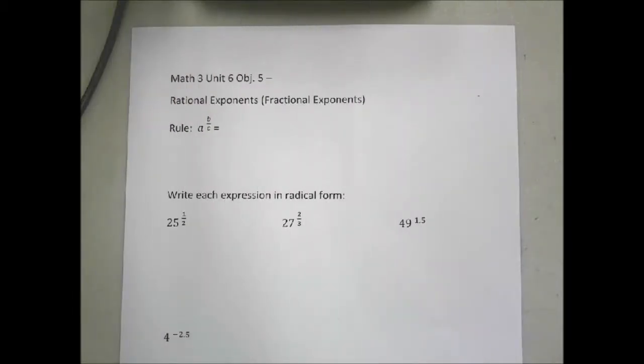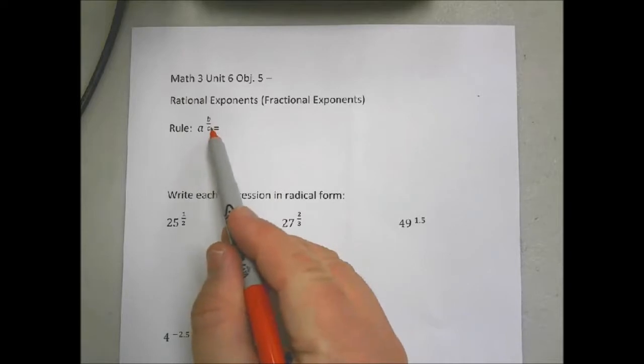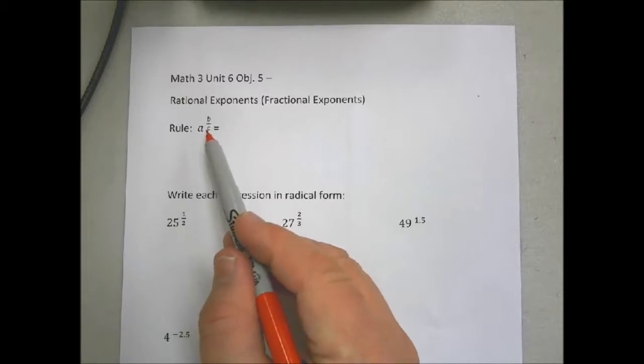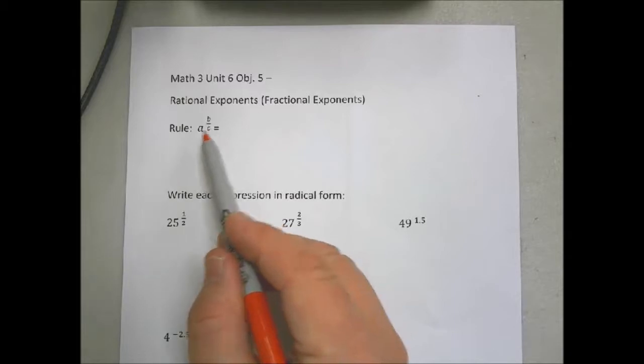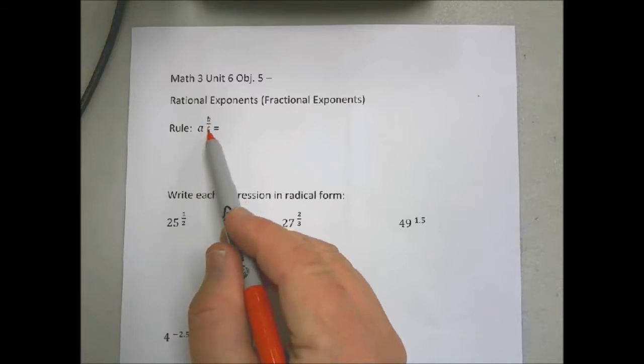Objective 5 deals with rational exponents. Now, a rational exponent is just an exponent that's written as a fraction. You're going to go over a lot of your old familiar rules that we probably need to practice a little bit more, but there is one new rule in this objective. A raised to the b over c power.